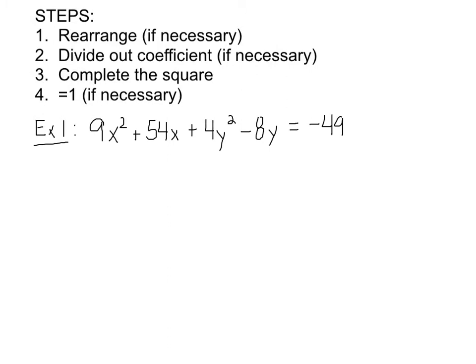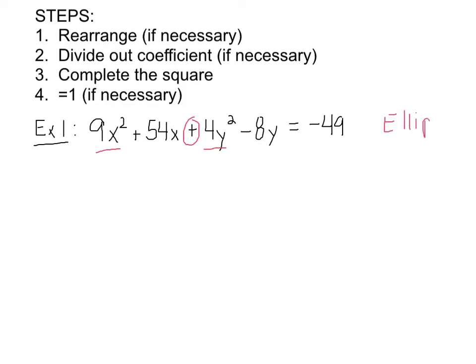Okay, so let's look at an example. The first example is 9x squared plus 54x plus 4y squared minus 8y equals negative 49. So the first thing that I want you to do is try and recognize what kind of conic this is. The red flags that give it away are that we have two squared terms, so we know it can't be a parabola. And then look at the coefficients in front of the squared terms. They are different, and if they are different and there's a plus sign in between them, then it's going to be an ellipse.